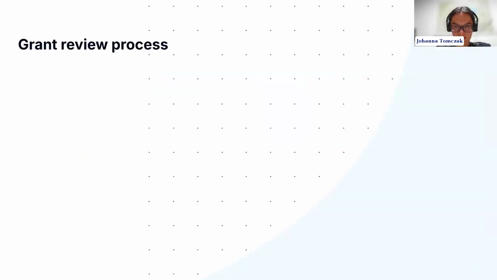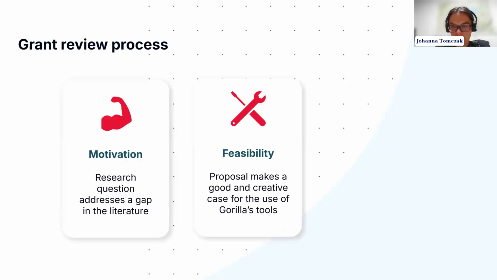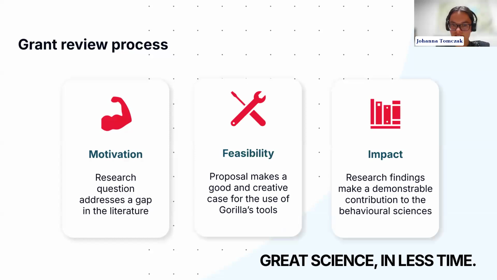Now, just a few more comments on the grant review process. We are looking for 3 things particularly. The first one is motivation. So we want to see that your research question addresses a gap in the literature. The second one is feasibility. We want to see that your proposal makes a good and creative case for the use of Gorilla's tools, and in this case, specifically the multiplayer tools. And then the third one is the impact. We want to see that your research findings make a demonstrable contribution to the behavioral sciences.